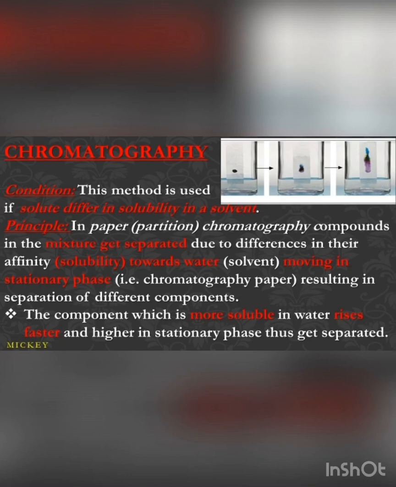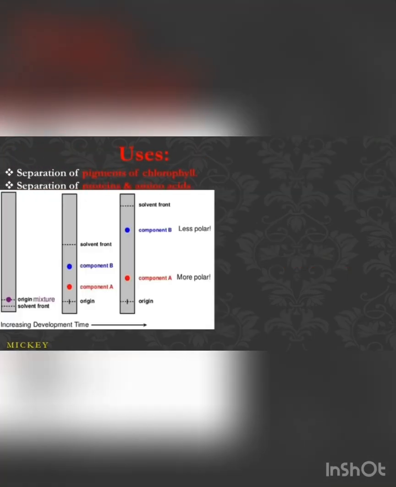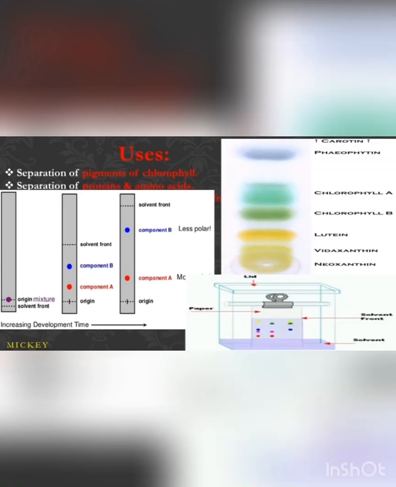Thus, the component that rises high in the chromatography paper can be separated easily from the rest of the components. You can see in the diagram, it is used to separate the specific pigments of chlorophyll as well as proteins and amino acids. You can see when you put any specific mixture at the origin point, the component A is less soluble in the stationary phase, that is in the chromatography paper. Thus, you can see component A remains down, whereas component B is more soluble. So, it moves or rises up.